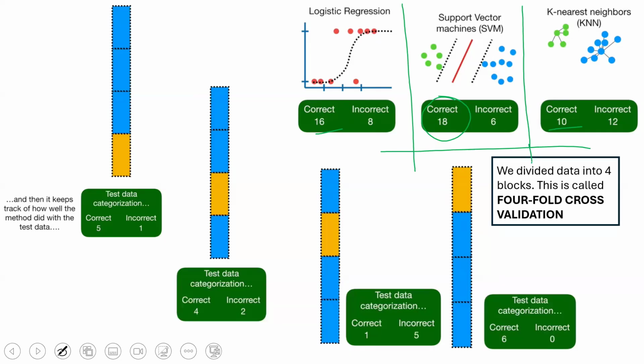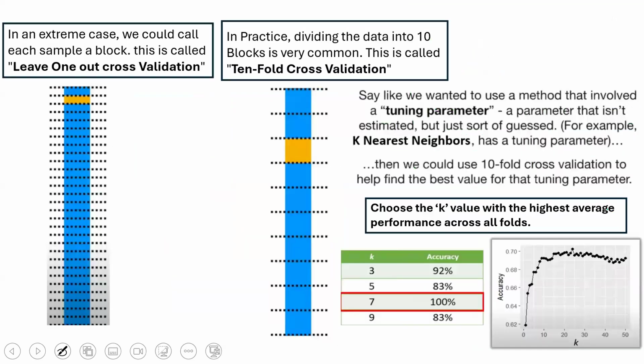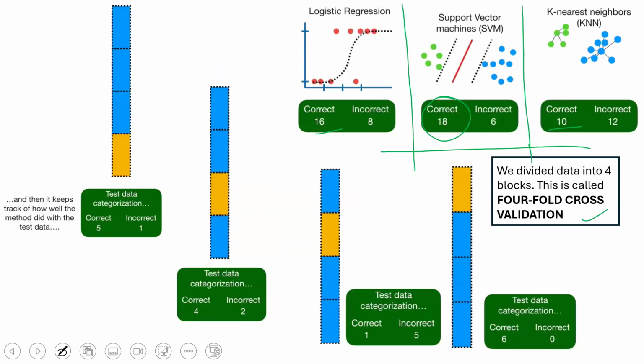It takes all the possible combinations of the data set based on the number of blocks that you want to divide your data set into. So if it is 4 blocks, we call that fourfold cross validation. And now in the extreme case, if you call each sample one block, okay, here we have divided the entire data set into 4 blocks.